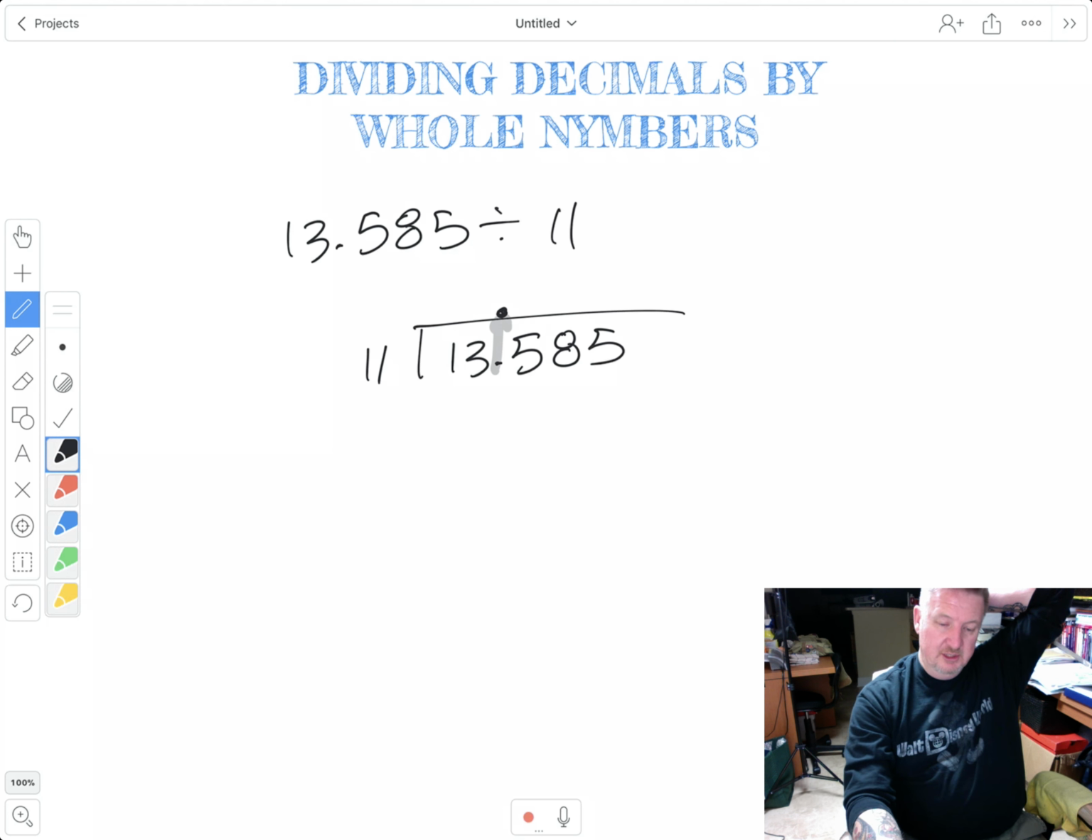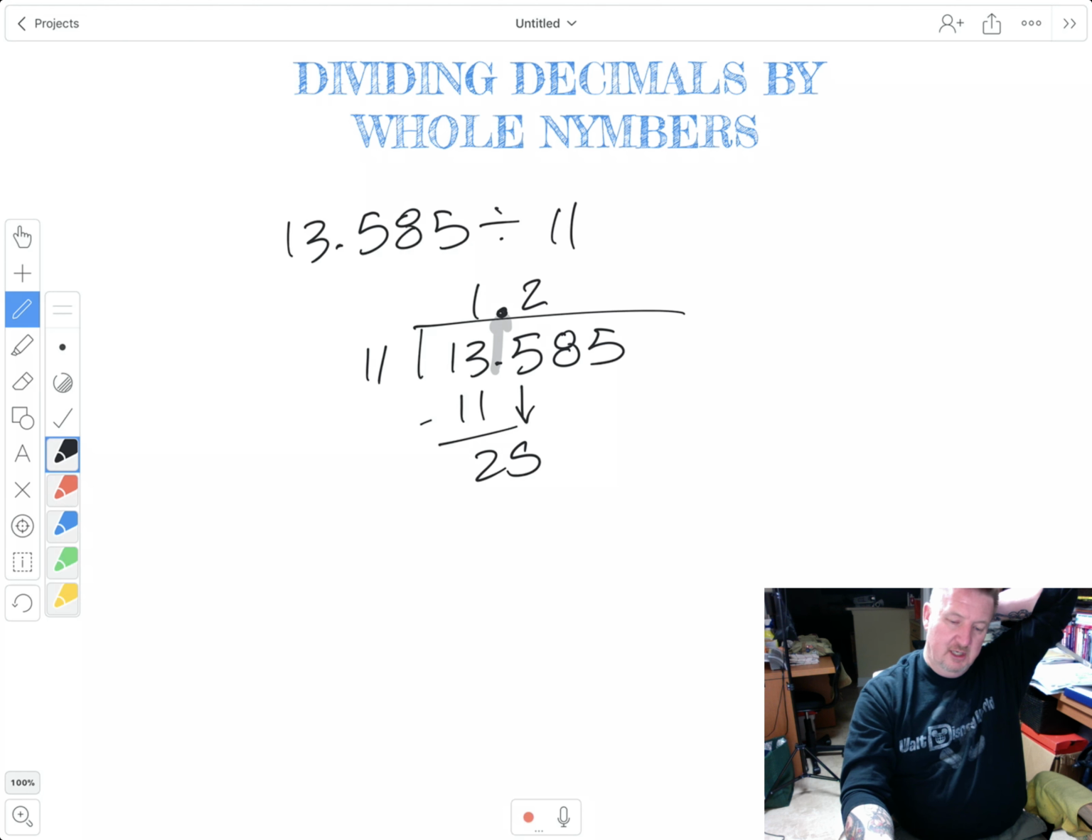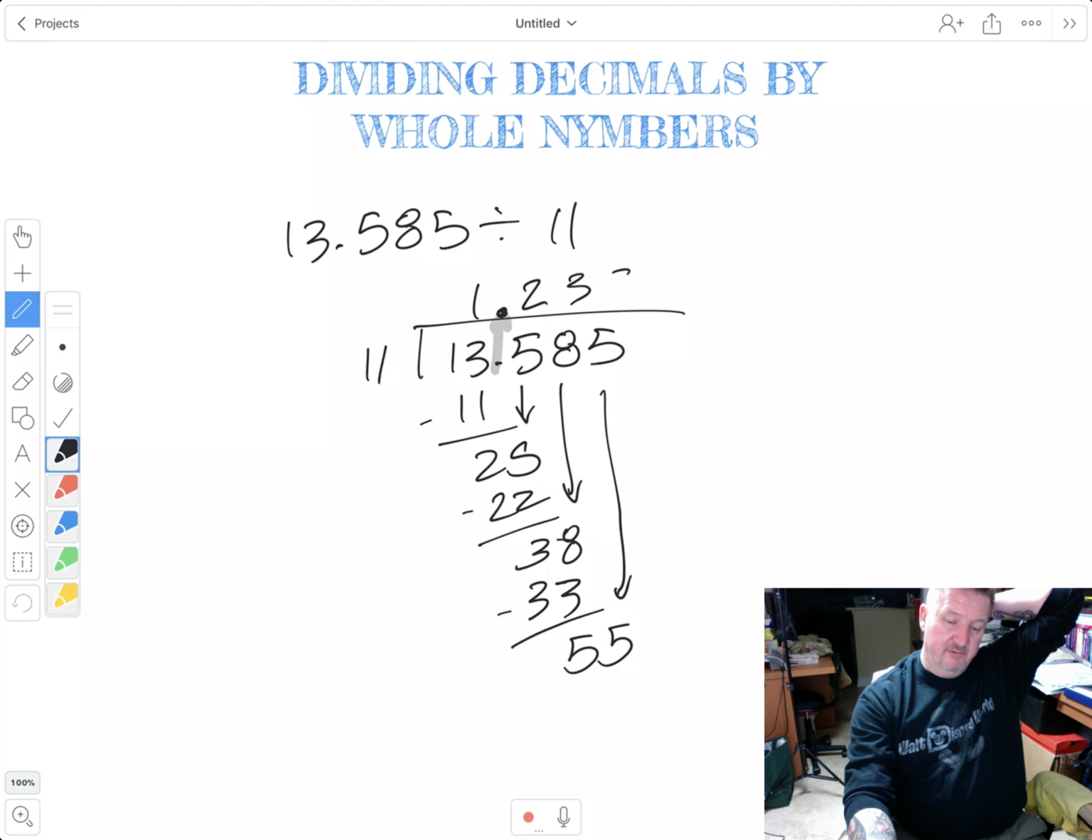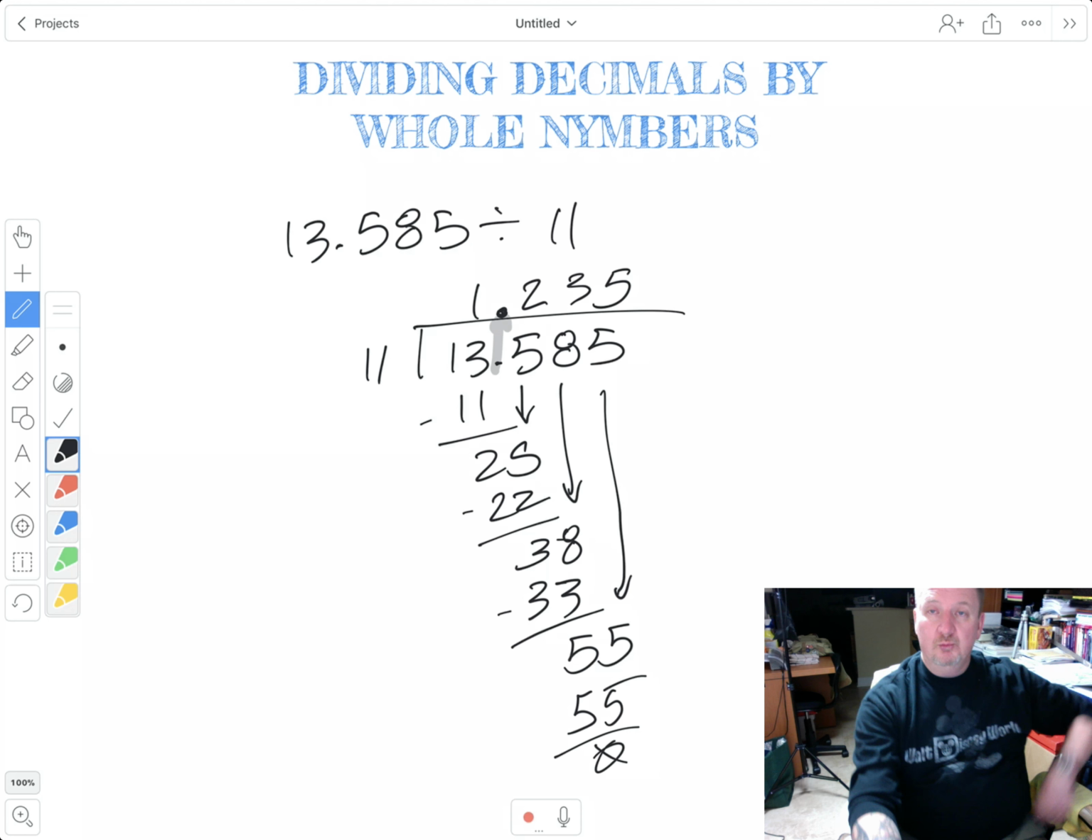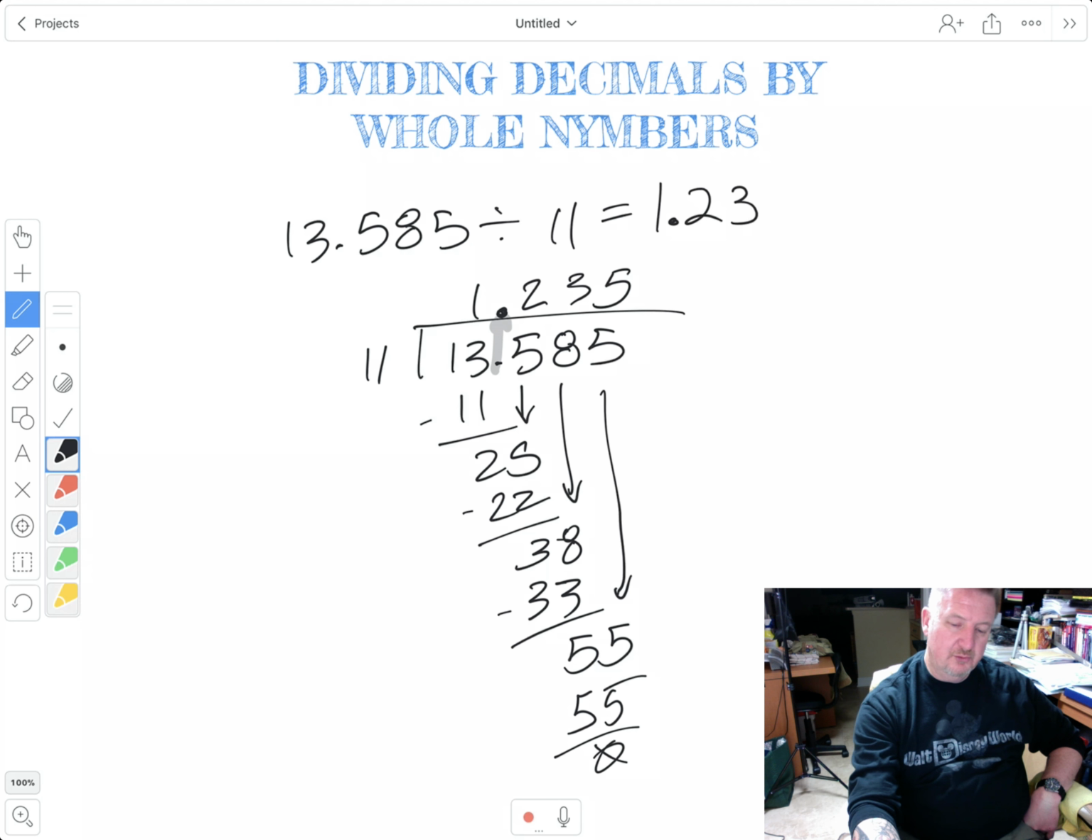11 will go into 13 one time. 1 times 11 is 11. I subtract, I get 2. 11 will go into 25 2 times. That would be 22. I subtract, I get 3. I bring the 8 down. 11 will go into 38 3 times. That's 33. I subtract, I get 5. I bring the 5 down. 11 will go into 55 5 times. All right, so the answer to 13.585 divided by 11 is 1.235.